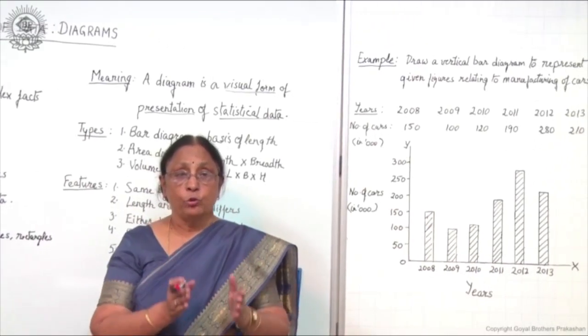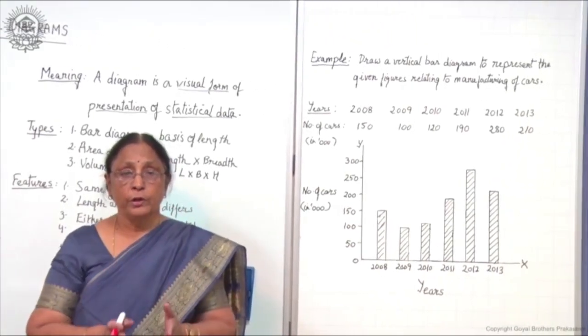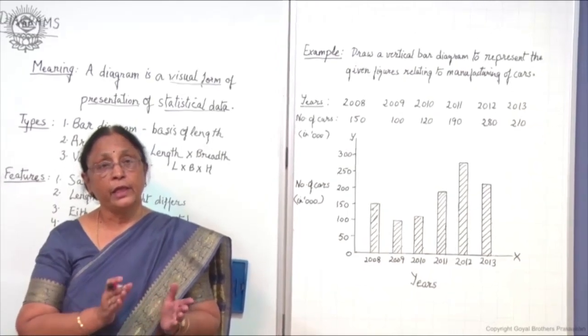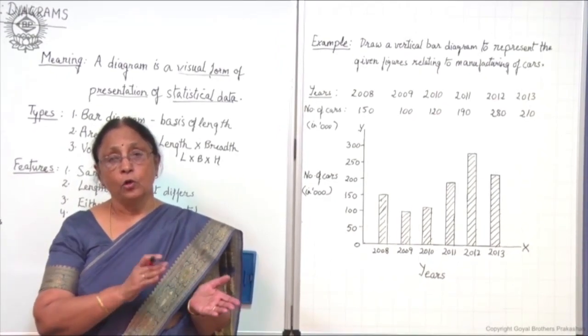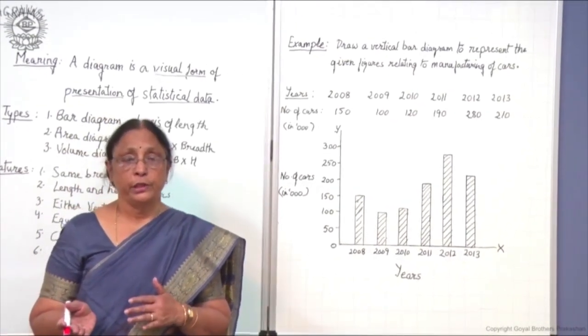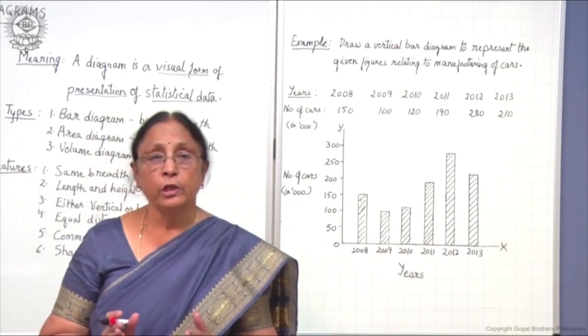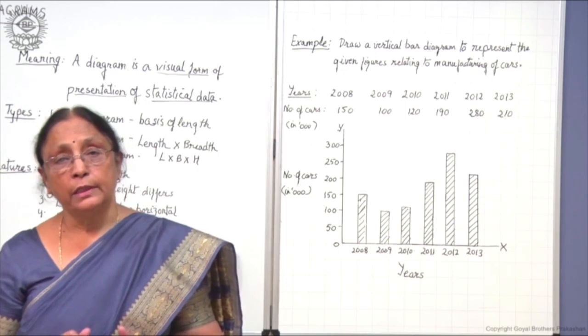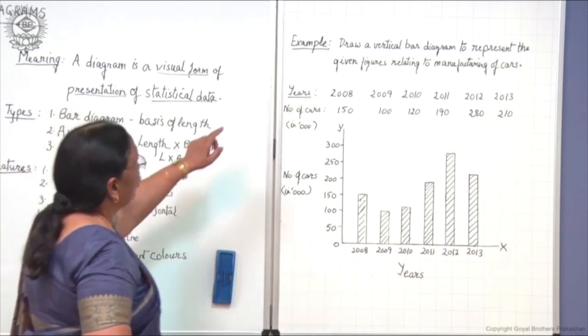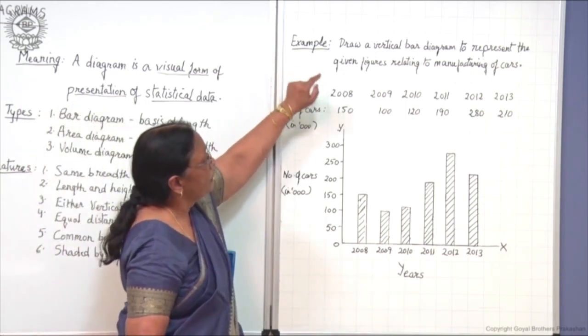Bar diagram, as I told you, they are drawn in the form of bars. They can be drawn vertically or they can be drawn horizontally, both ways. Now first we will take how the bars are drawn vertically with the example. Now here there is one example.